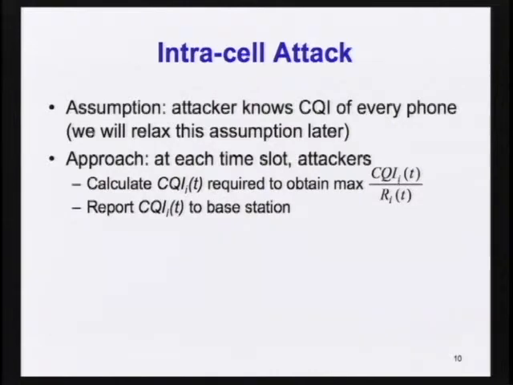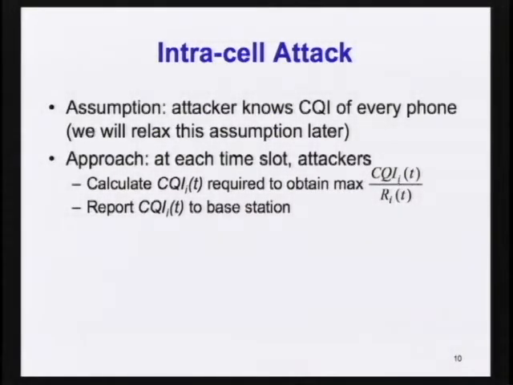So in our first attack, we assume that the attacker knows the channel condition of every other cell phone in the network. You might think that this is an unreasonable assumption. Yes, it is an unreasonable assumption, but I'm going to show you later how this assumption can be relaxed. Once the attacker knows the channel condition of all the other cell phones in the network, then his attack strategy becomes very simple.